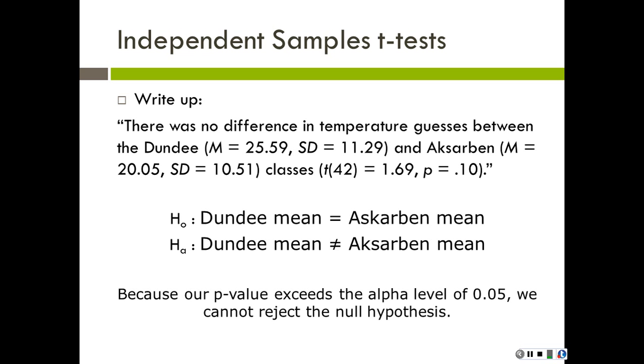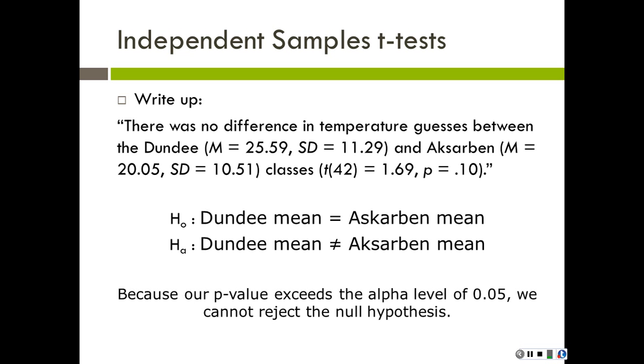There was no difference in temperature guesses between the Dundee, and then show them what the Dundee sample looked like. Their mean guess was this, the standard deviation was this. There was no difference between the guesses and the Exarban sample, and show them that. The mean of the Exarban sample guess was this, the standard deviation was this. So they can see everything you're talking about.